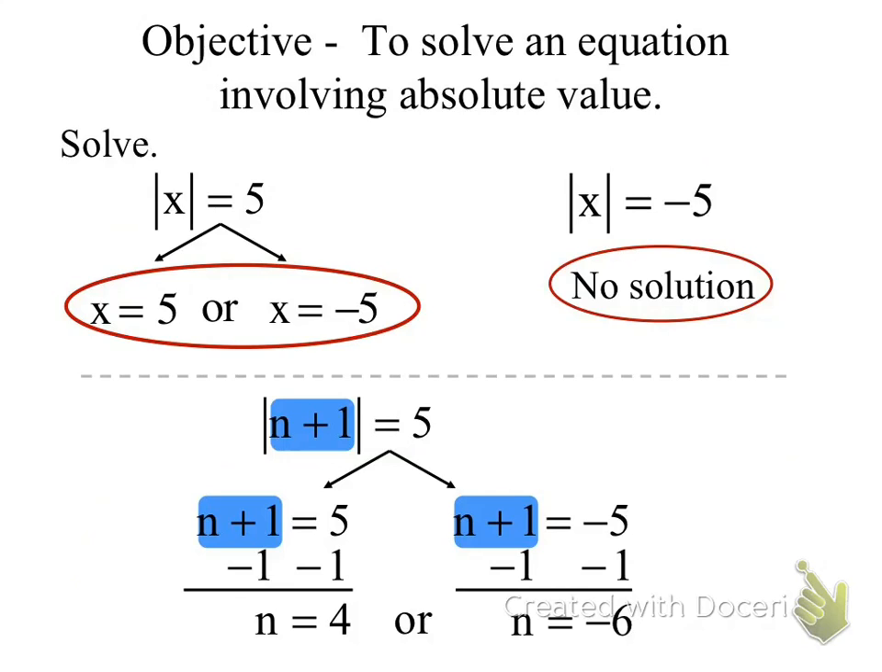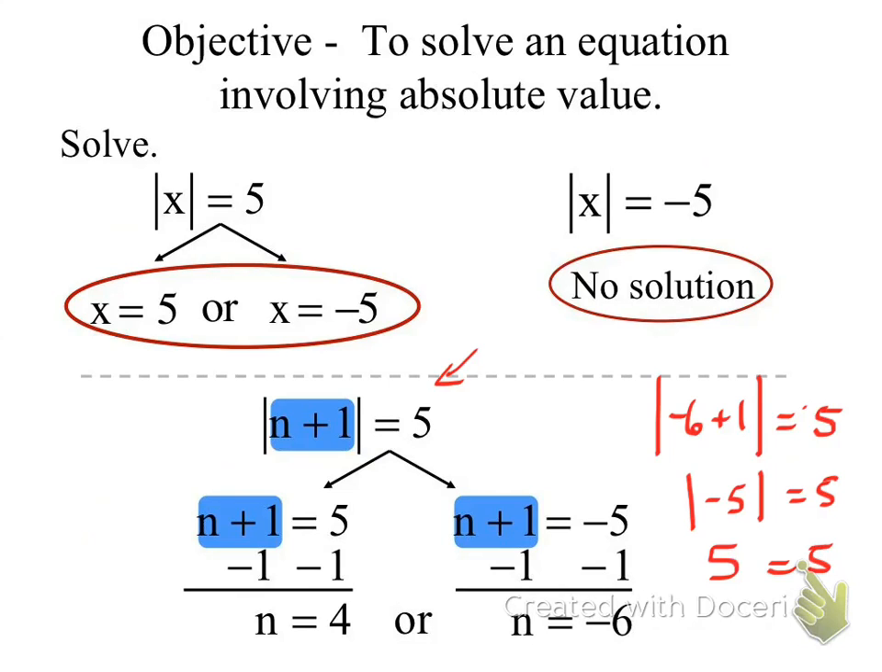And I get negative 6 plus 1. Does that equal positive 5? I'm going back to the original figure. So that's the absolute value of negative 5 equals 5. And I take my absolute value last. Does this work? Yes. All right, so there we go.